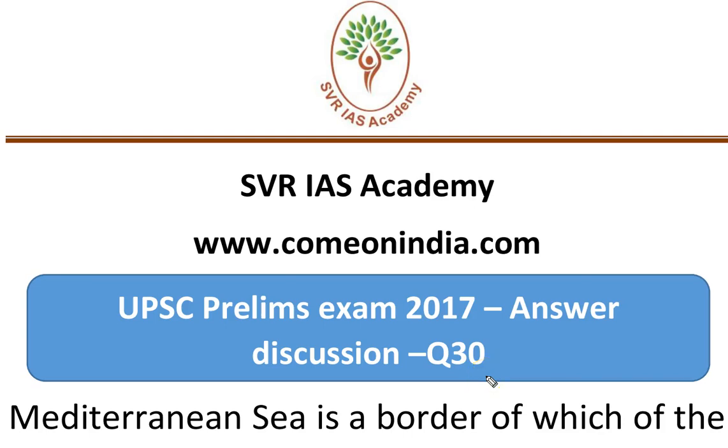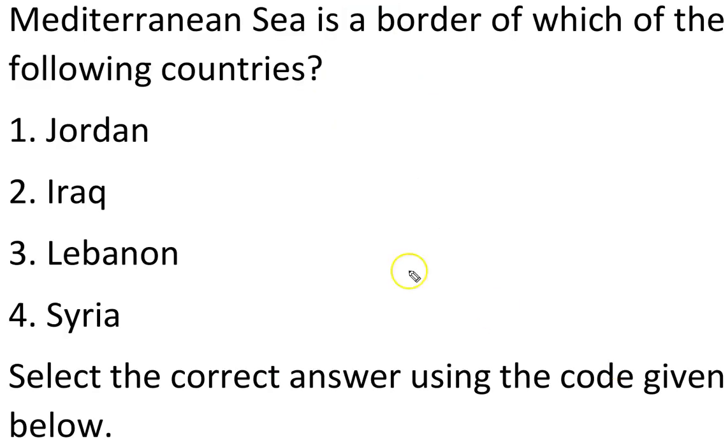Now we are going to see the explanation for question number 30, which was asked in the UPSC examination 2017. The question is, Mediterranean Sea is a border of which of the following countries? The options provided to us were Jordan, Iraq, Lebanon and Syria.